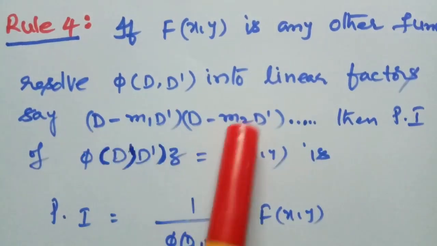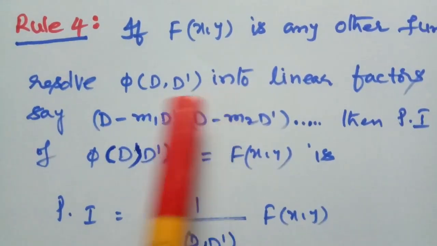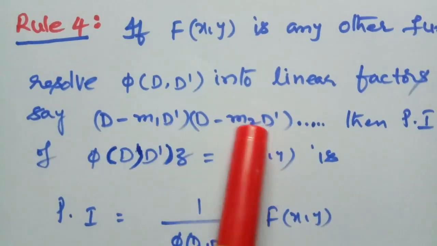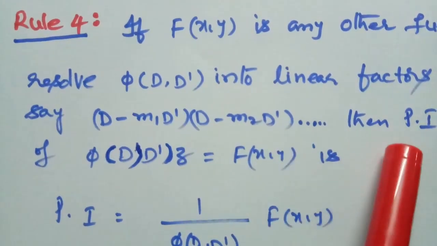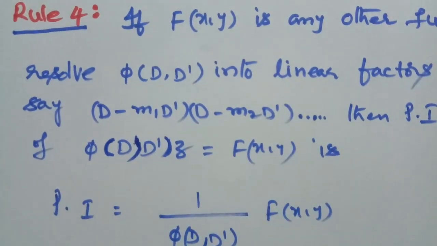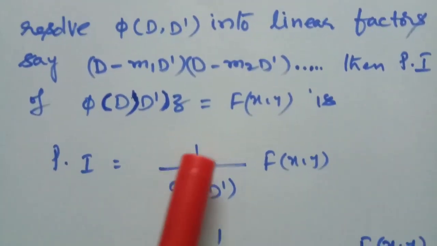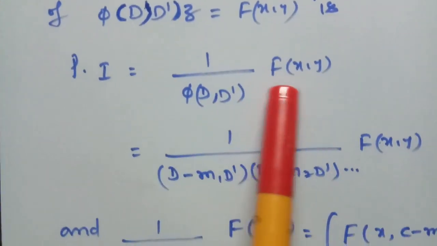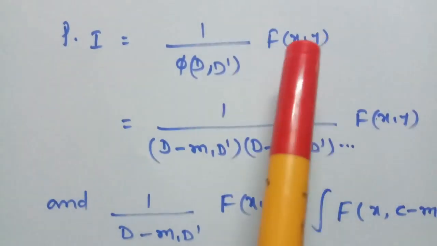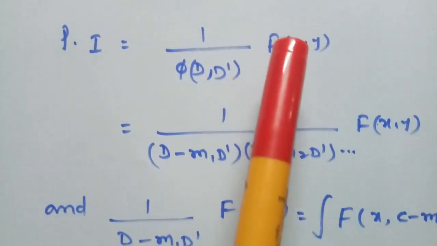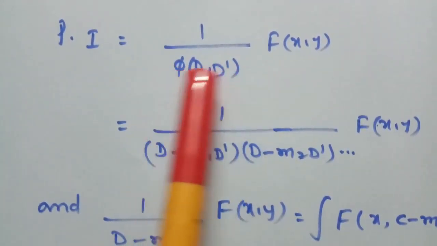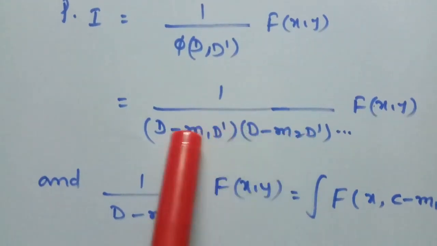So first degree, D dash is also first degree, therefore this is linear factor. D minus m2 D dash, this is also linear factor. So based on the degree of the phi of D, D dash, we can resolve the phi of D, D dash into product of linear factors. So then particular integral of phi of D, D dash into z is equal to f of x comma y can be written as pi is equal to 1 by phi of D, D dash into f of x comma y. So if f of x comma y is the function other than in rule 1 and 2, we can resolve this function into linear factors.